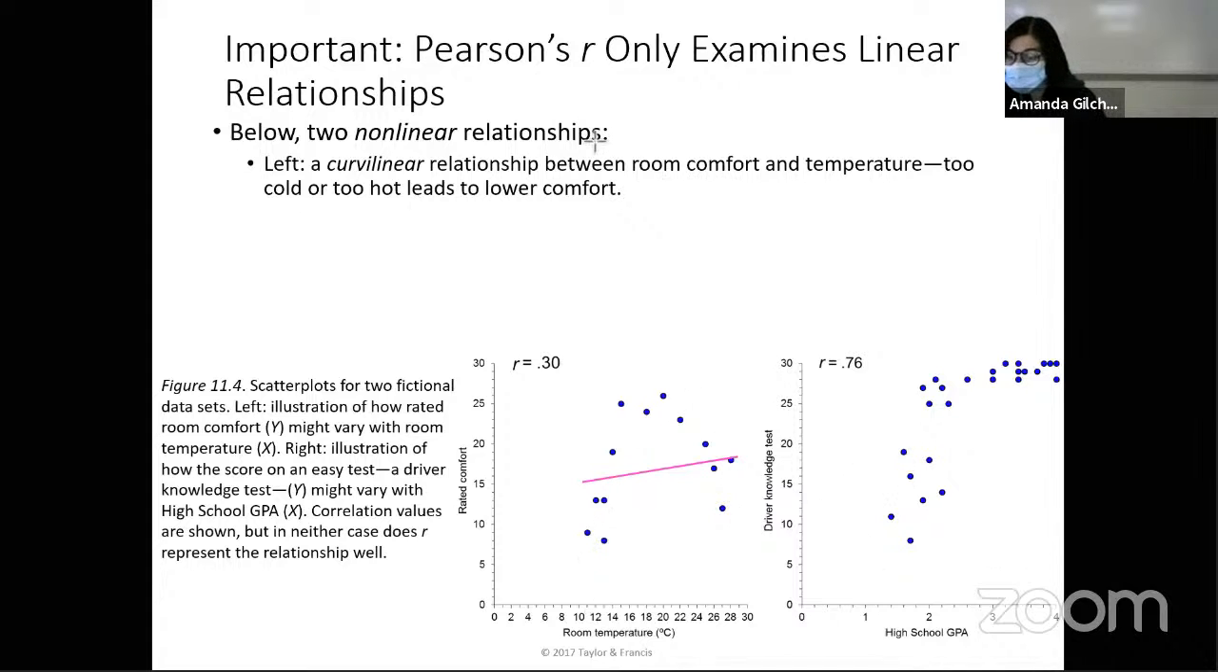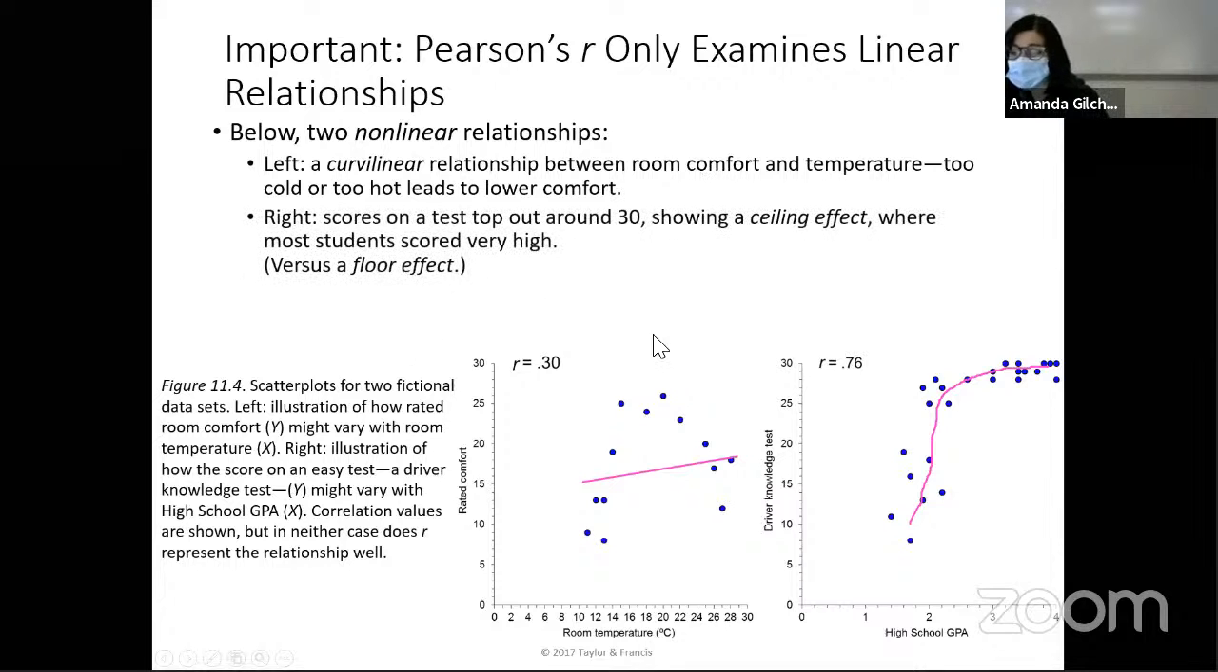Now, on the other hand, this one I'm going to have to draw because there's no way around it. So here we have high school GPA and driver knowledge test. And you can kind of see that the relationship is, well, I want to say it's exponential, but it's more of like a power function. And so in this particular instance, yeah, I know that's a terribly drawn line. I did my best. Scores on this test kind of max out at 30. This is a ceiling effect.